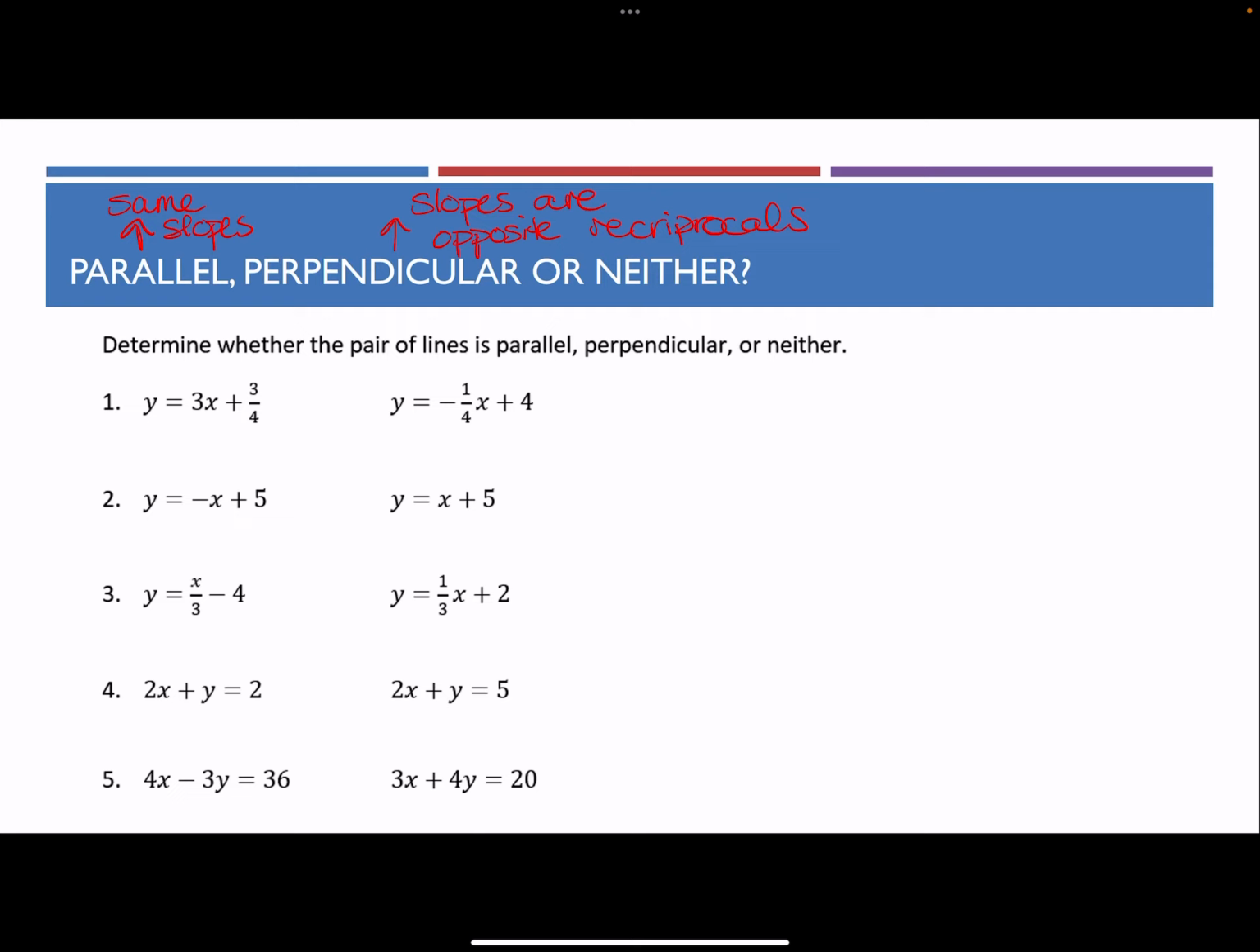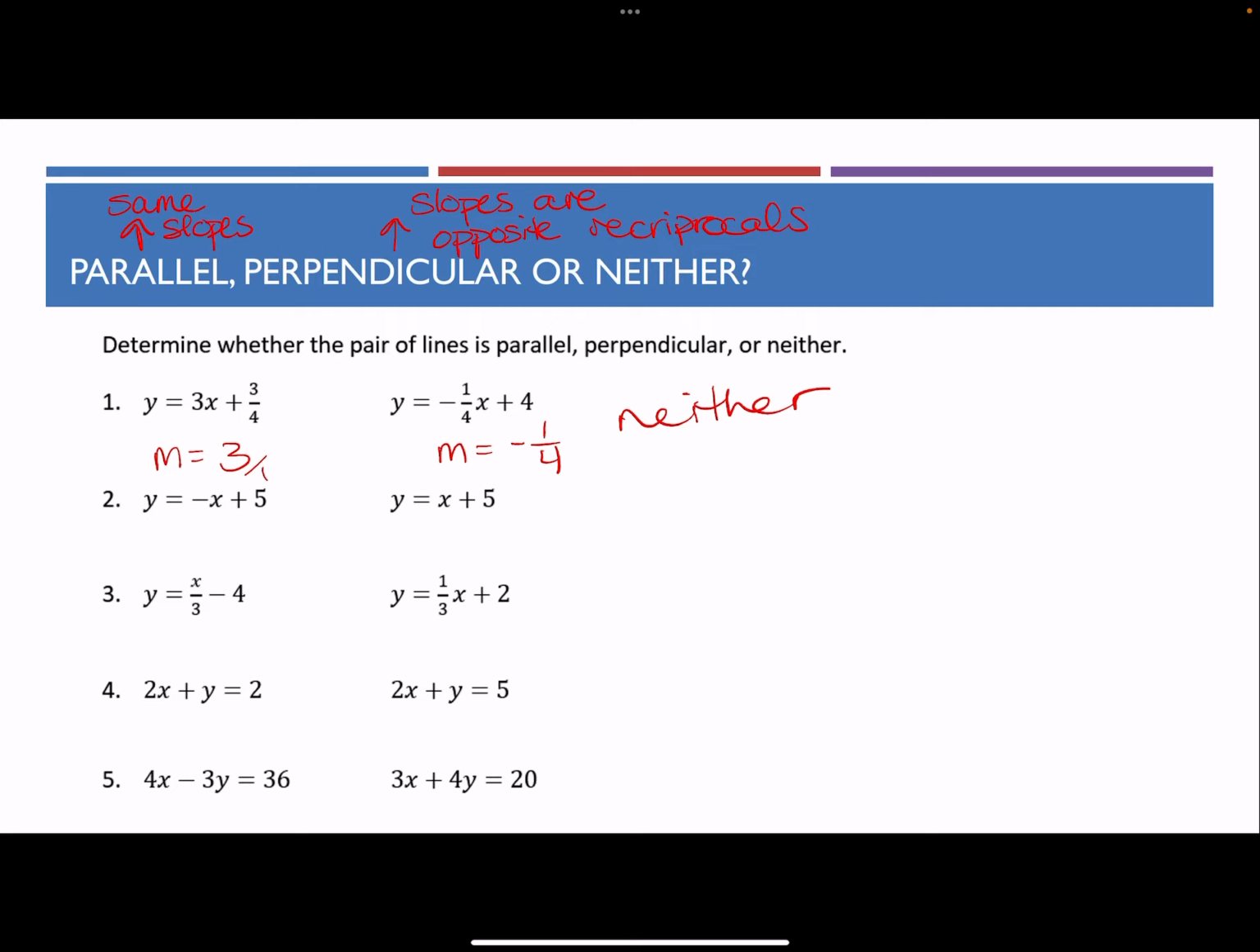So if I look at this, number 1, the slope of number 1 is 3. Y equals mx plus b, right? The slope of number 2, the second equation, I should say, is negative 1 over 4. So look at those. Are they the same? Nope. Are they opposite reciprocals? Well, let's think about it. 3 is 3 over 1. If I flip it, it becomes 1/3. They're not opposite reciprocals, so this is neither. They're not parallel. They're not perpendicular. They're neither.